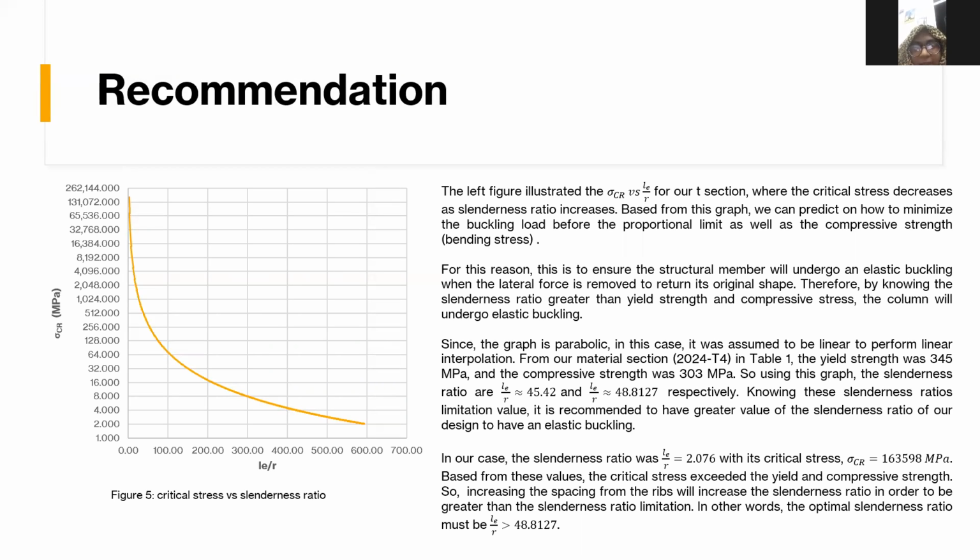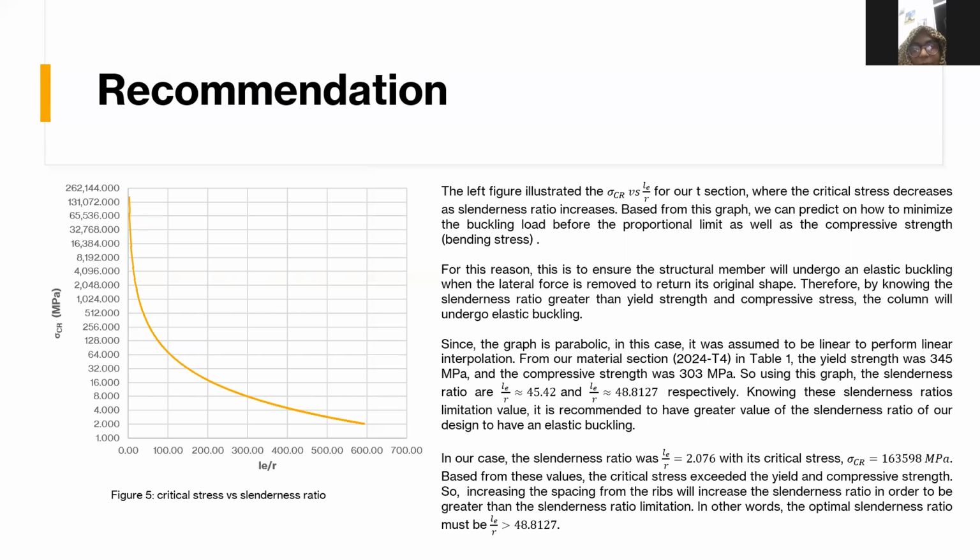For the recommendation, we can see the graph of critical stress versus slenderness ratio. As the slenderness ratio increases, the critical stress decreases, and vice versa. Based on this graph, we can predict how to minimize the buckling load before the proportional limit as well as the compressive strength. This is to ensure the structural member will undergo elastic buckling and return to its original shape when the lateral force is removed.